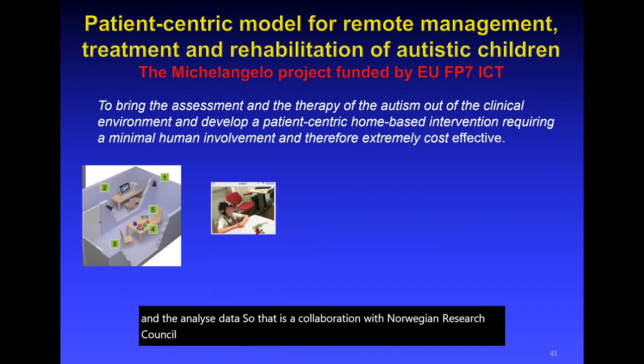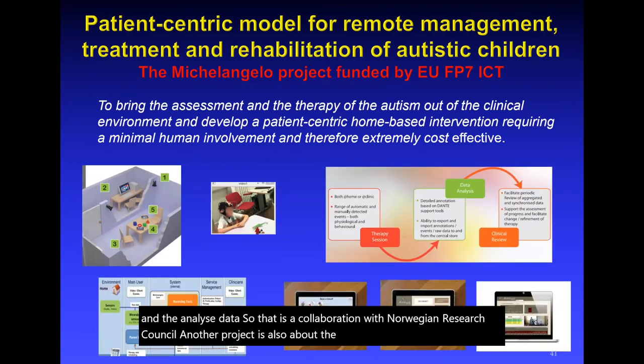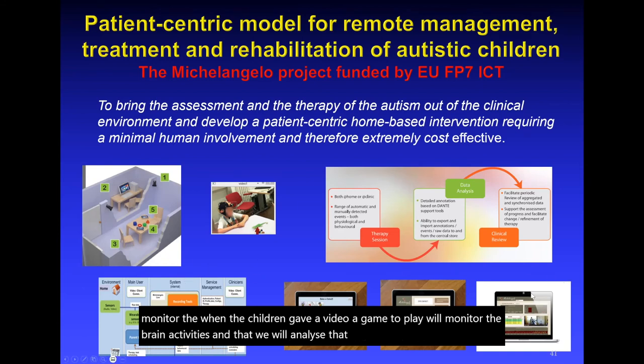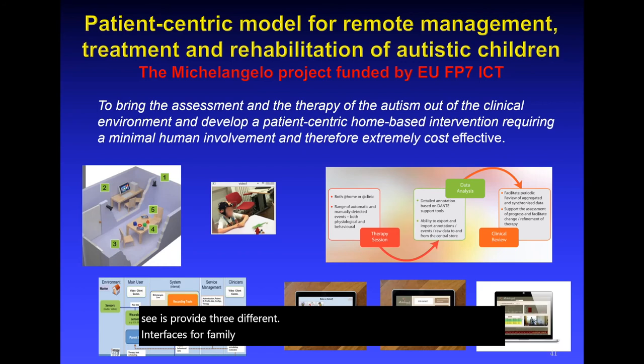Another project is also about activity recognition. You can see patient-centric models for remote management, treatment, and rehabilitation for autistic children. Basically, we want to move the assessment and therapy of autistic children from the clinic environment to the home environment. Here you can see we use videos and cameras to monitor the children when they are given a video game to play, we monitor the brain activities, and then we analyze that. The key feature here is that it provides three different interfaces for family members, therapists, and clinicians.